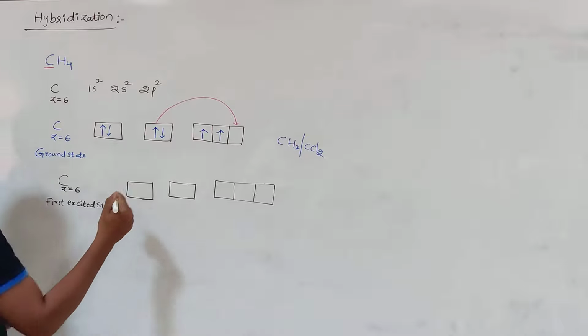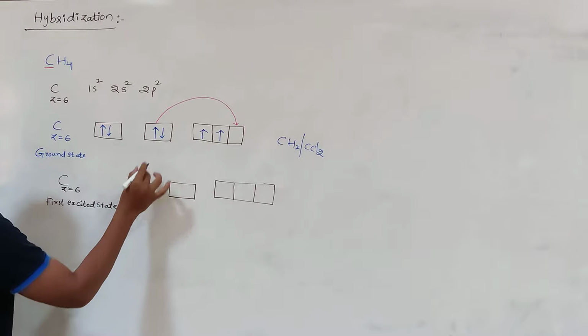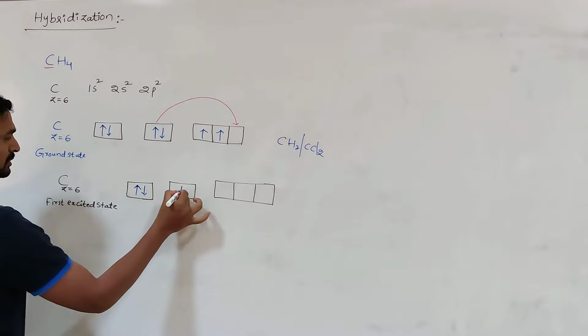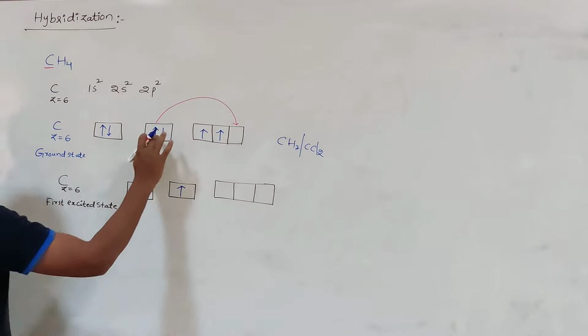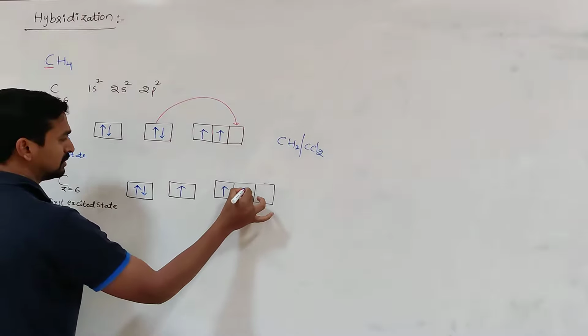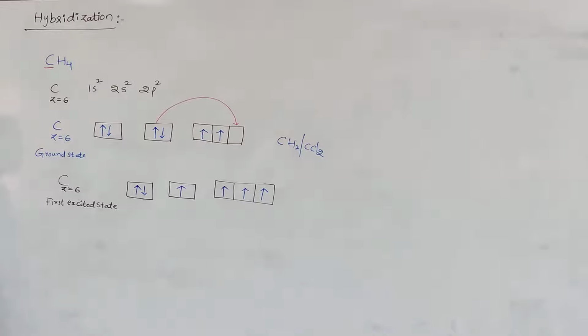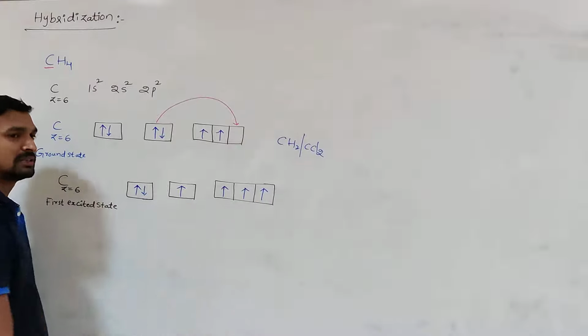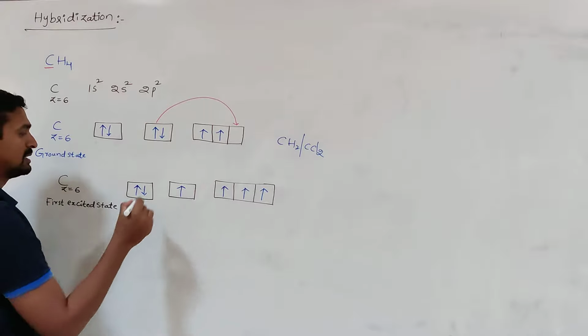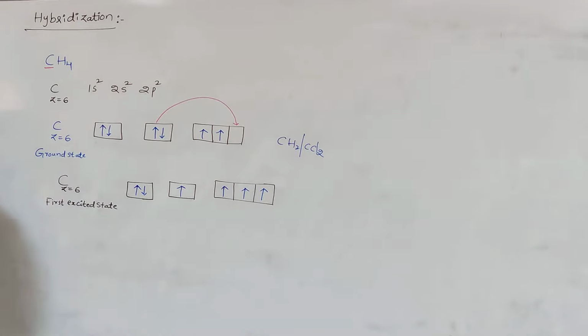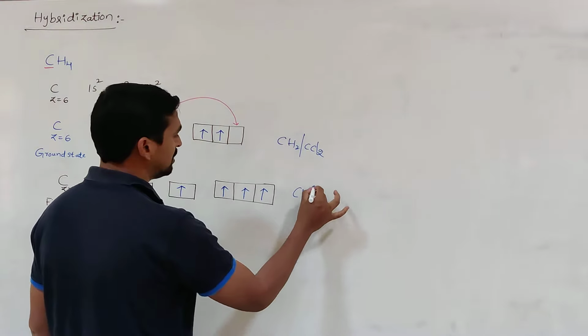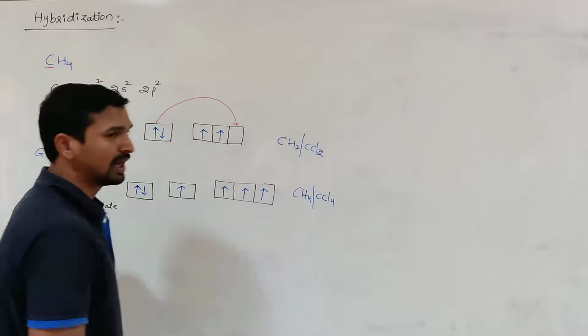Here the electrons are present as usual, but we are shifting one electron from here to there, so that here one electron is left. Once it is promoted, in a symmetrical arrangement, 3 unpaired electrons are present. In the first excited state of carbon, the 4 orbitals are half-filled. All 4 orbitals participate in bond formation, which results in the bond capacity of carbon being 4. That means now it can form CH4 or CCl4.